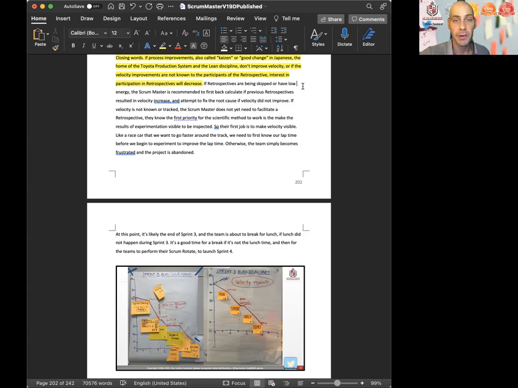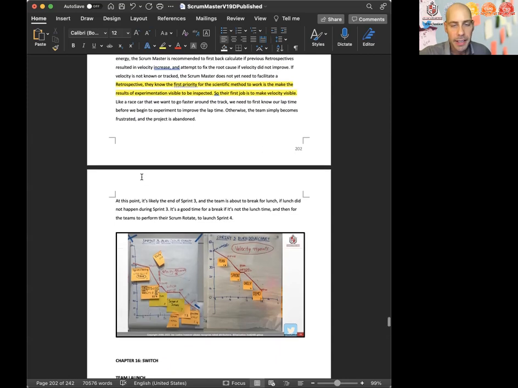They know the first priority for scientific method is to make the results of experimentation visible to be inspected. So their first job is to make velocity visible. You don't need to host a retrospective to know that you need to make velocity visible. So do that first, then host a retrospective. Like a race car that we want to go faster around the track, we need to first know our lap time before we begin to experiment to improve the lap time. Otherwise, the team simply becomes frustrated and the project is abandoned. Well, or at least the retrospective is abandoned.